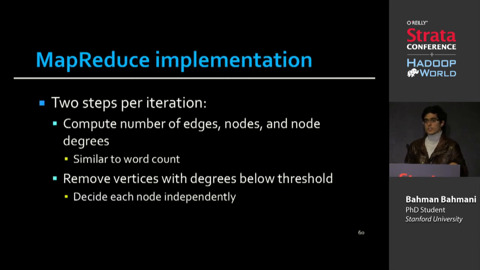And the MapReduce implementation of the algorithm is pretty simple. For each of these removals, for each of these steps, we need to compute the number of edges and the number of nodes. So that gives us the average degree. And we need to compute the node degrees for each node. Each of those is like a simple word count, so I'm not going to go through it. And when we compute the threshold, which is the average degree, then each node can independently decide, given that number, if it should go to the next round of this algorithm or not. So that's another map step. You don't even need a reduce step.